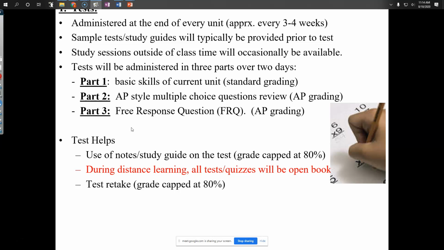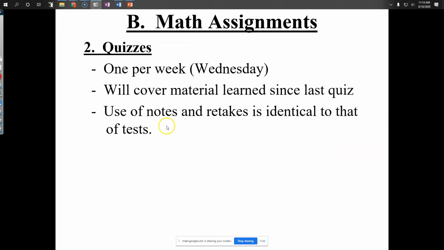I always allow for students to retake tests, so if you get a bad score and you don't like it, you can retake it. But if you retake it, the highest grade I'll allow you to get is an 80%. Okay? And when you do retakes, even when we're in school, you can use notes for free at that point. I don't mind if you use notes on your retake. Quizzes operate the same way as tests. It's just that quizzes happen more often.